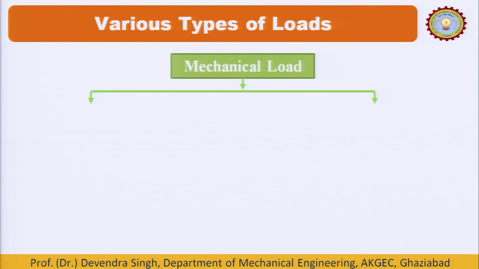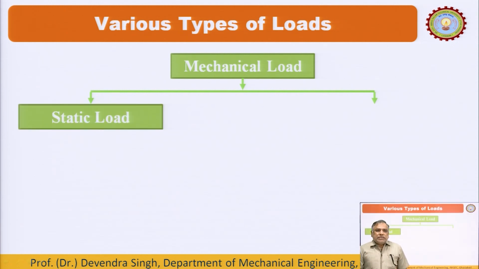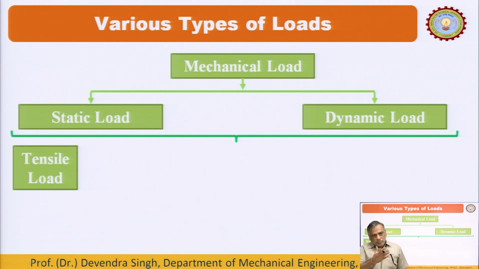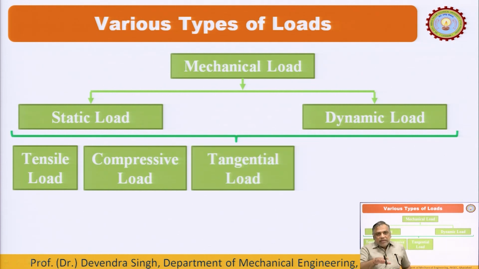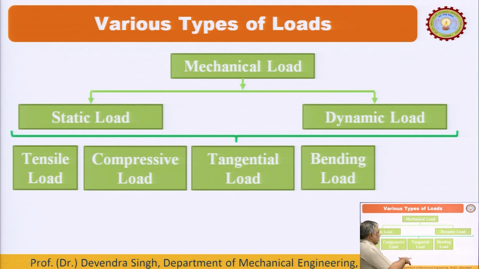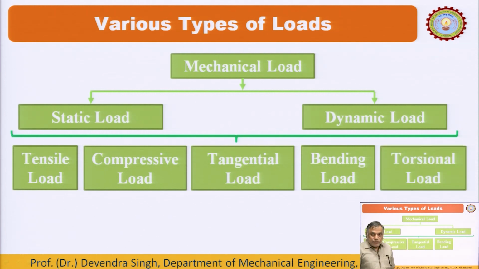After that, this mechanical load we can classify as static load or dynamic load, and also on the basis of the effect. If it creates tension, then it is considered a tensile load. If it creates compression or contraction in any object or material when it is applied, then this is called the compressive load. And if it is in the tangential direction, then this is called the tangential load. If it creates some bending, this is called bending load, and if torque, then this is called the torsional load.